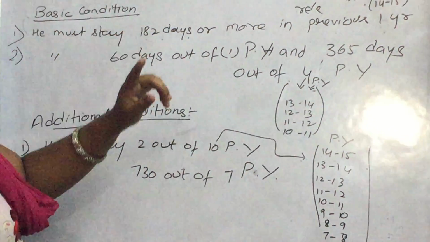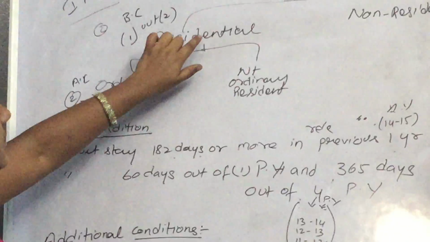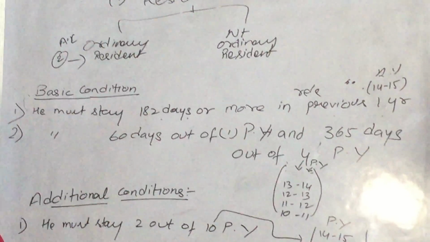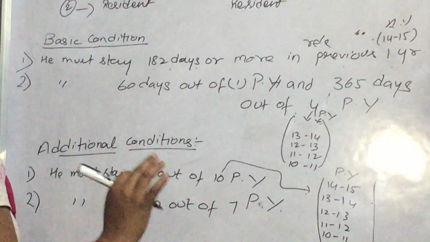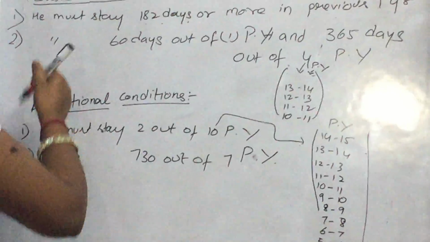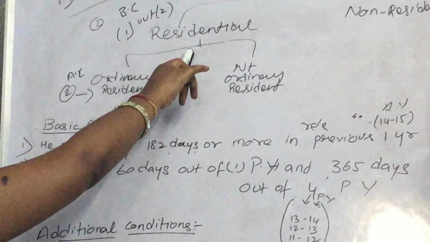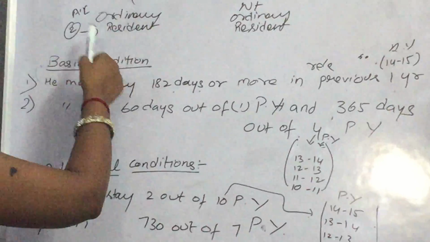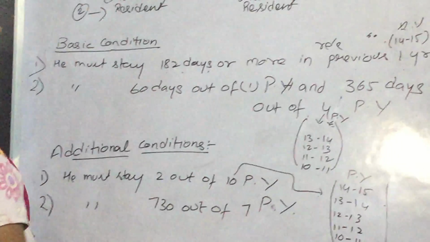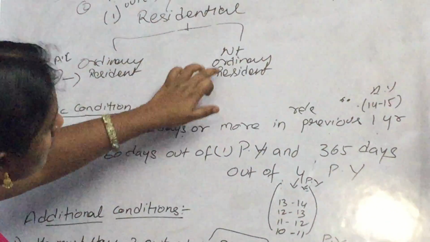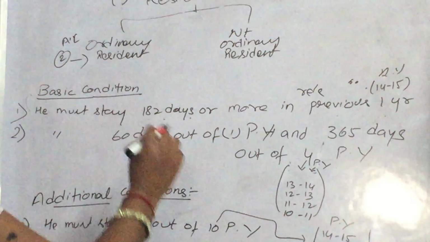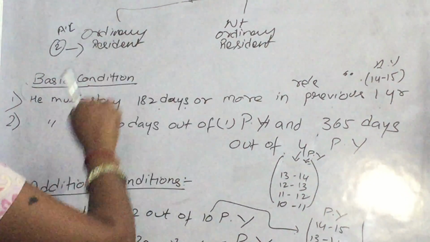If he satisfies one basic condition, then he becomes a resident individual in India. This is applicable only in India, not anywhere else. Then residents are categorized into two further types: ordinary resident and not ordinary resident.